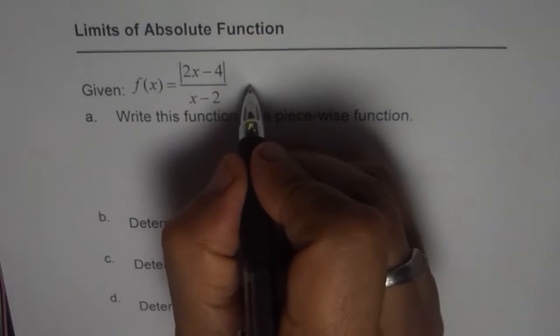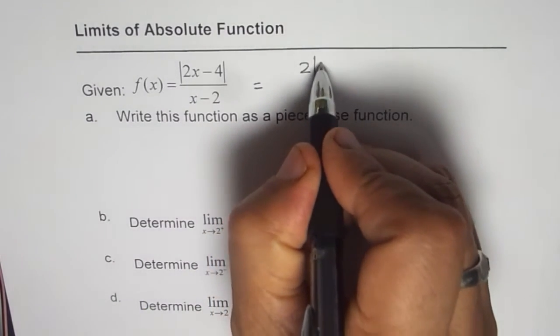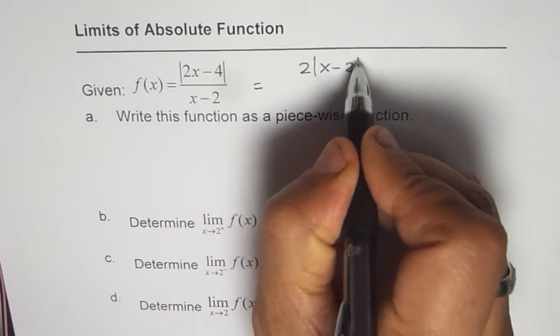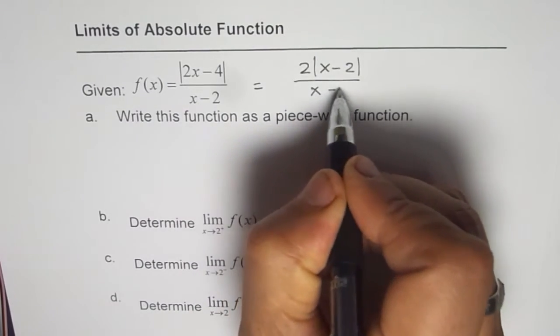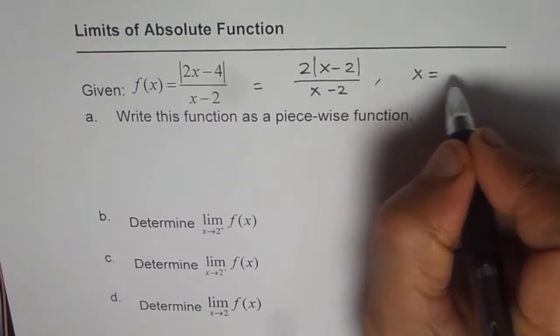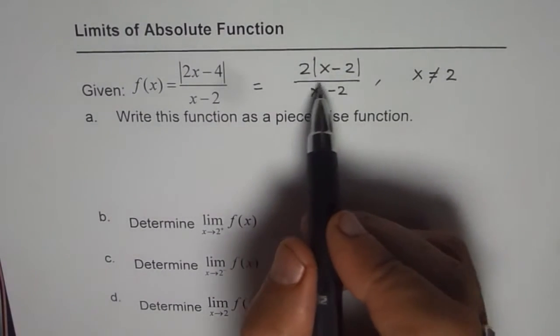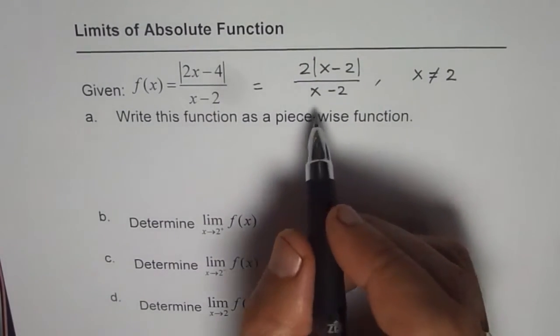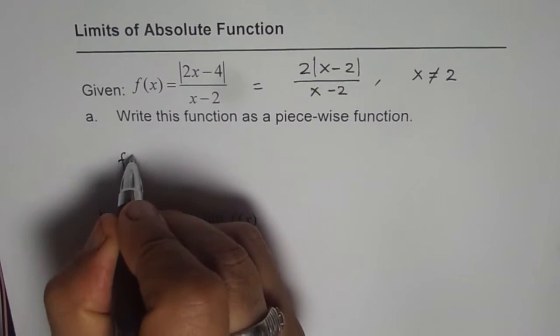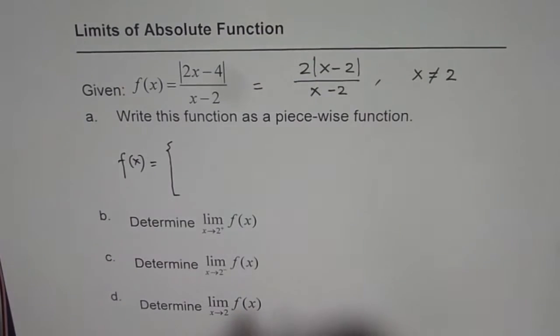So let me first factor the numerator and rewrite this. We can factor out 2, so we get 2 times x minus 2 divided by x minus 2. Remember, the denominator cannot be 0, so it does have a restriction, that is x is not equal to 2. That is a very important restriction which we should follow. Now, as you know, an absolute function can be written as a piecewise function. So we will write, which is also part 1 of this question, this function as a piecewise function.